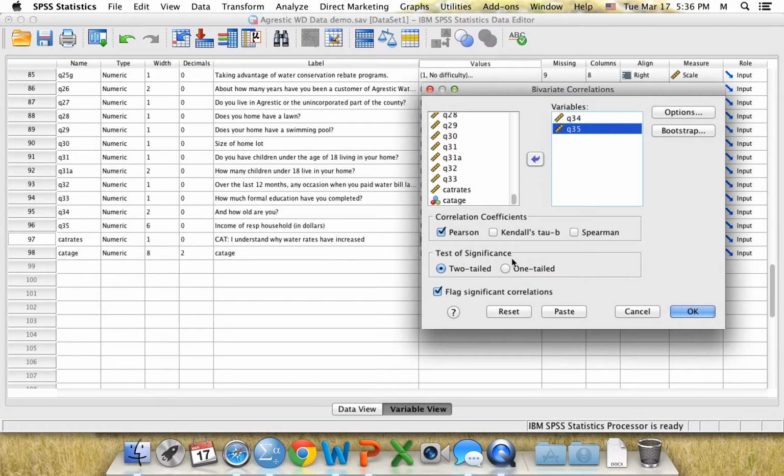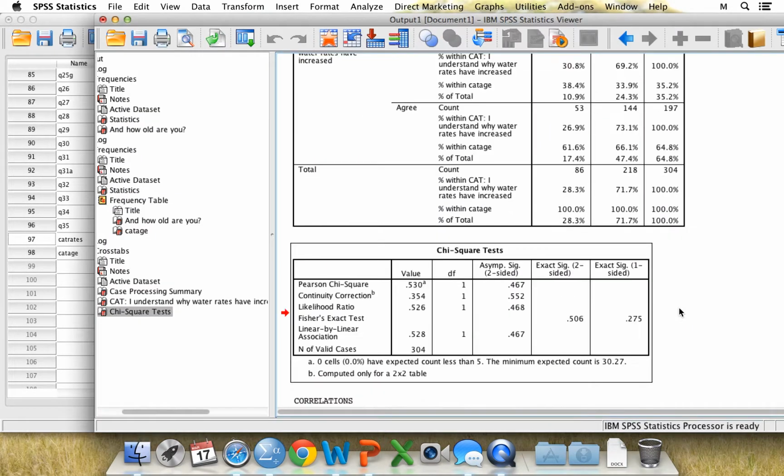And the test of significance has two-tailed or one-tailed. So one-tailed means that you know whether it's a positive or negative relationship, meaning that you know the direction of the relationship. Two-tailed means you don't know, you just want to explore. So since in this case we don't know, we just want to keep it as two-tailed. So we click OK.